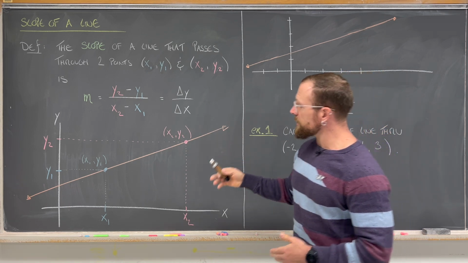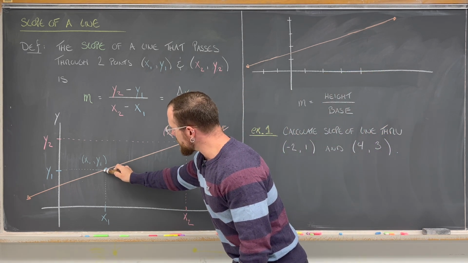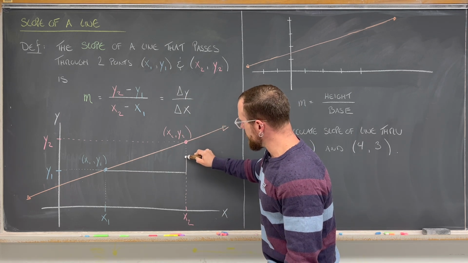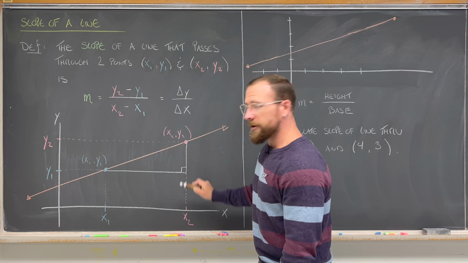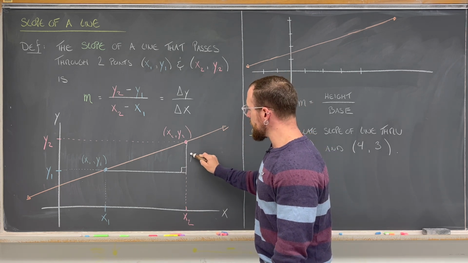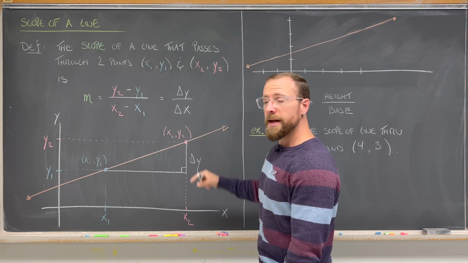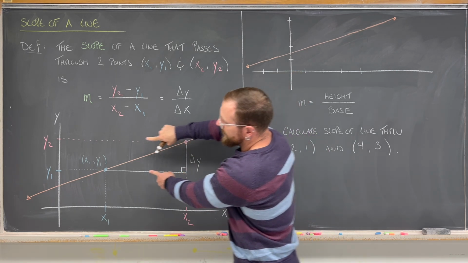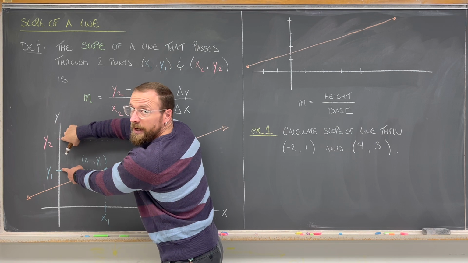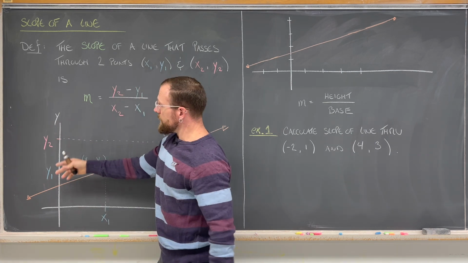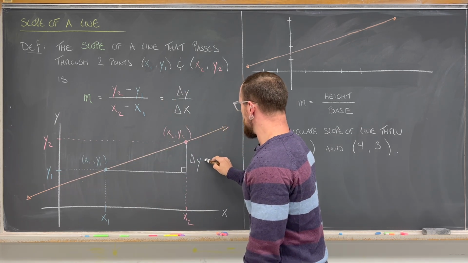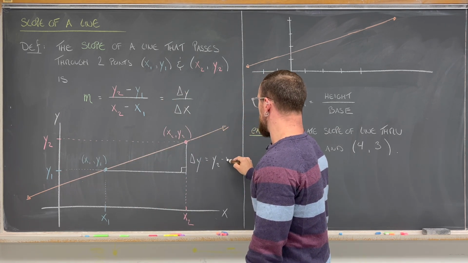And in my picture, when I draw a horizontal line from here to here and a vertical line from here to here, I've created a right triangle. And the height of that triangle is the change in y. It is the difference between their y coordinates. This distance right here is the exact same as this distance right here. And along a number line, we can compute the distance by just taking y2 minus y1. This is y2 minus y1.